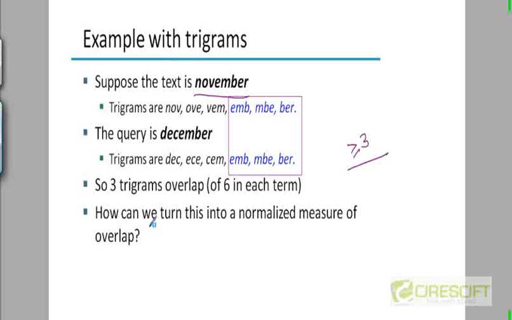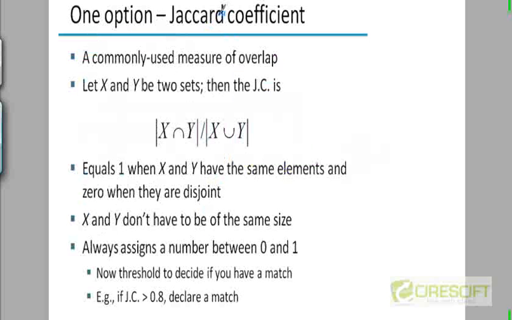So let's turn this into a normalized measure of overlap where we also take into account the fact that if the query is very long and the lexicon term is very long, we don't want to define a good overlap in an absolute sense for such cases. So here's another measure of overlap called the Jaccard coefficient. And this is an important measure. It's something we are going to use again and again in future lectures. So make sure that you understand what this is.